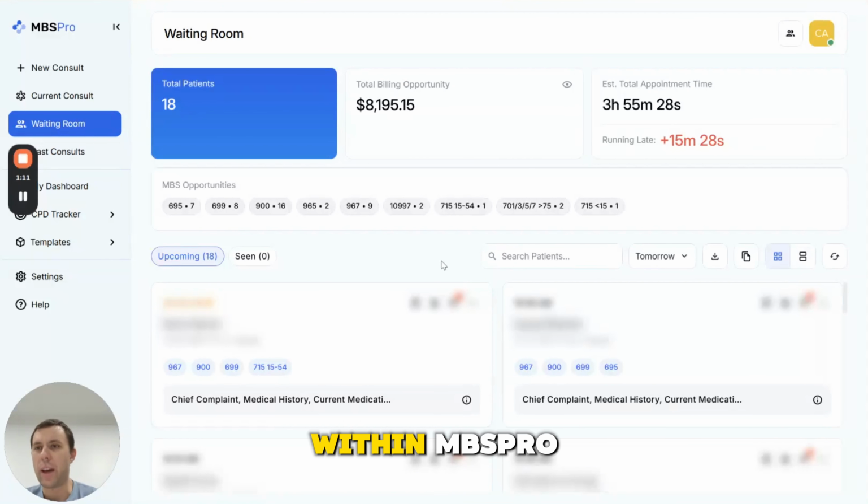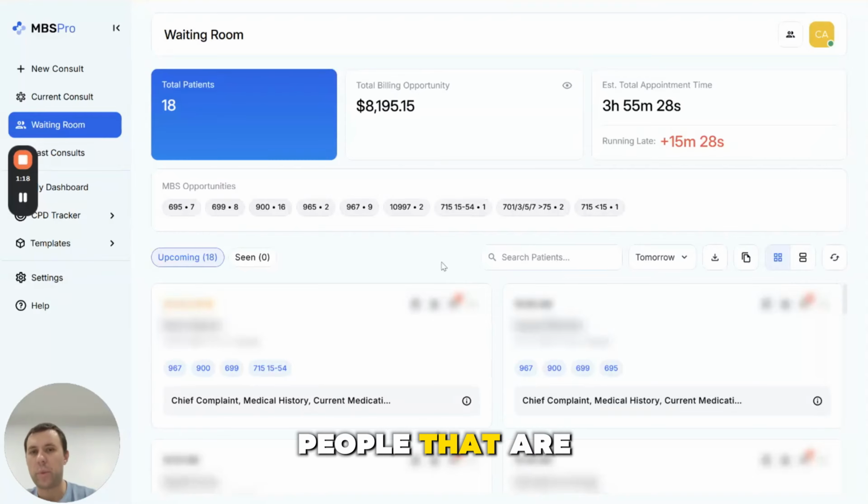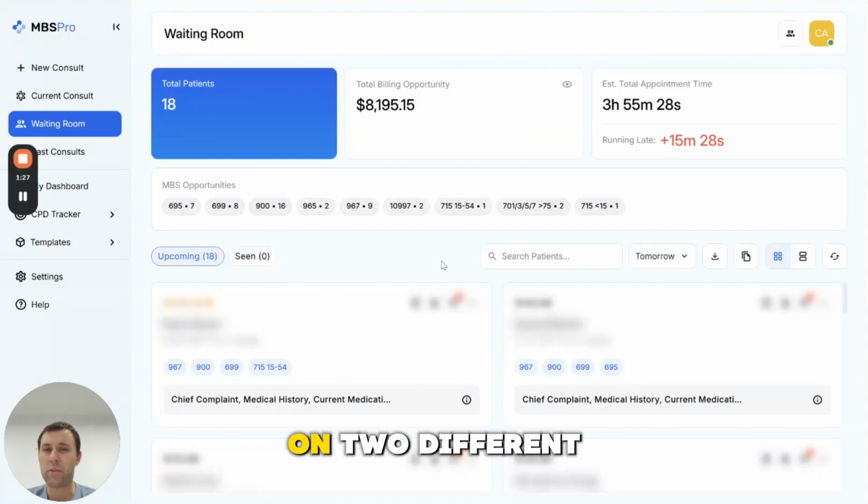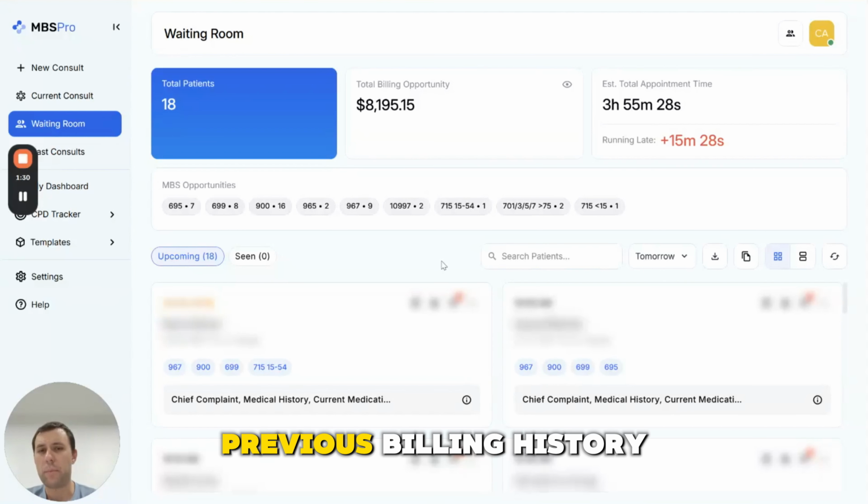The waiting room that we have within MBSPro, this syncs with Best Practice. What it does is it pulls out your patient waiting room, so all the people that are waiting during your day, and then we display a few metrics that we think are helpful. So metrics such as possible billing opportunities. This is based on two different things. So this is based on, one, previous billing history.